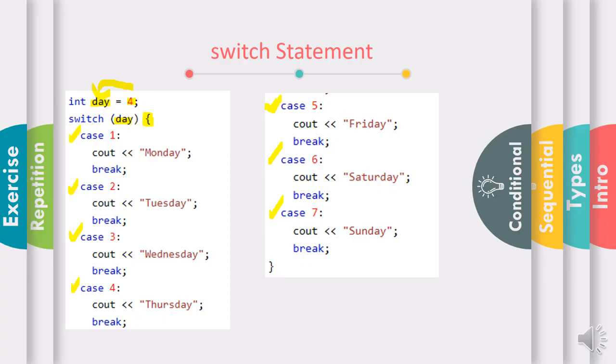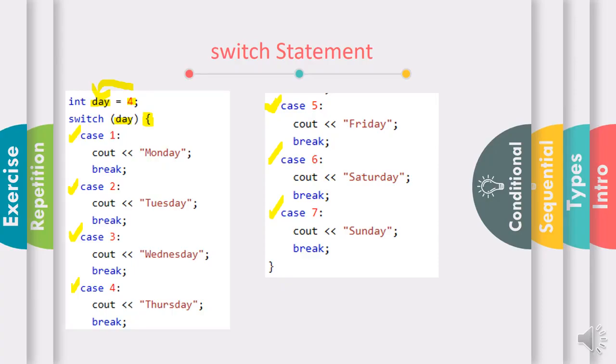If the value is 2, then print out Tuesday on the screen, then break. Case 3, print out Wednesday, then break the case. Case 4 is for Thursday. Case 5 is for Friday. Case 6 Saturday. Case 7 Sunday. Now, what will happen when this program is executed?